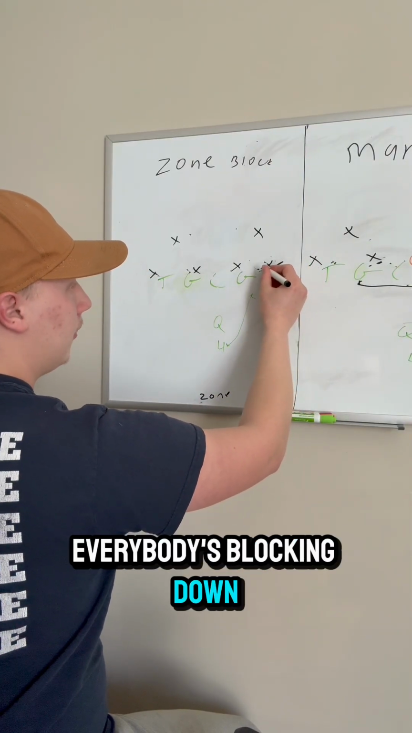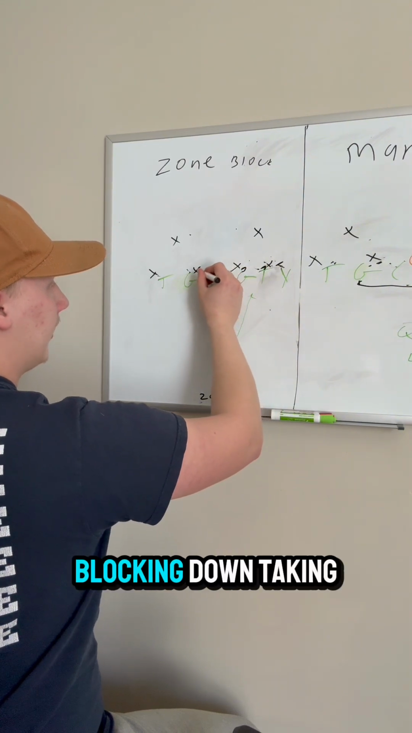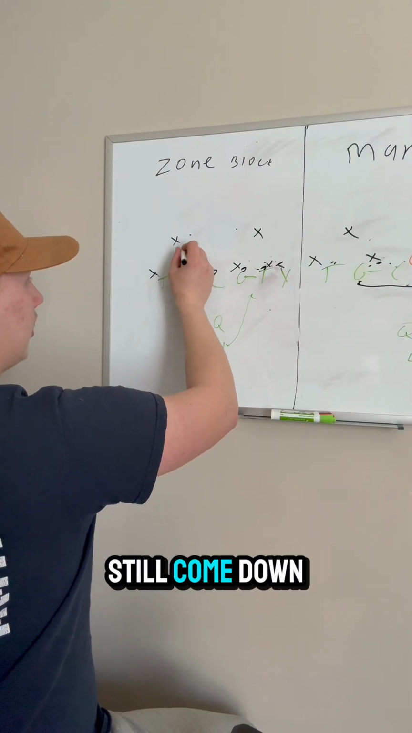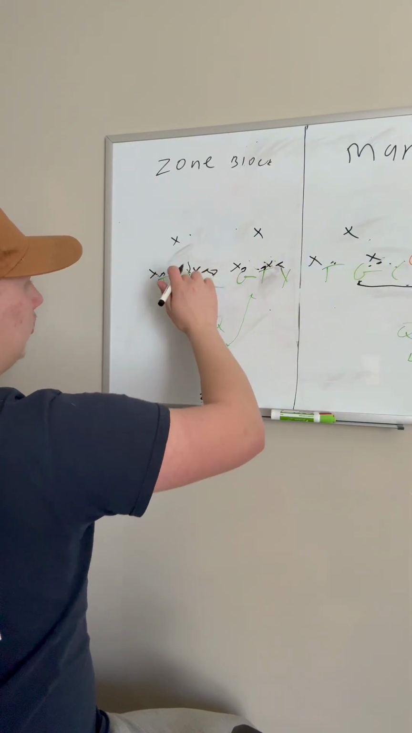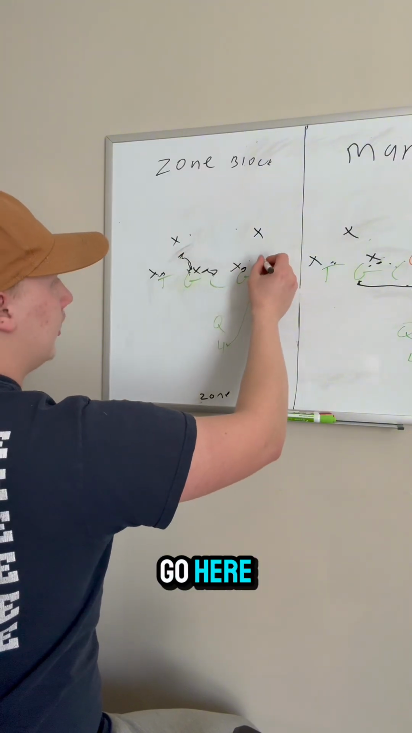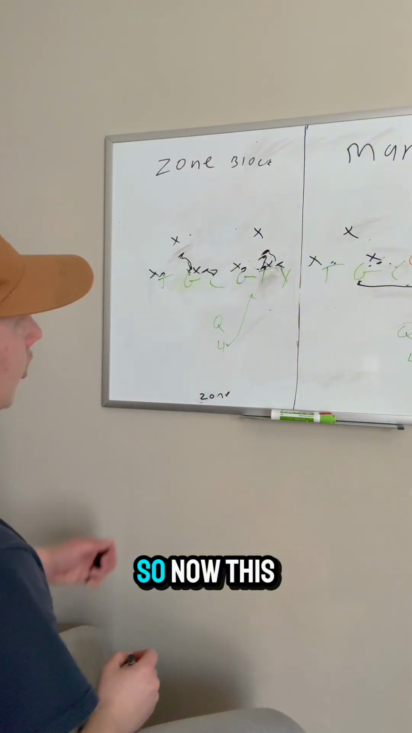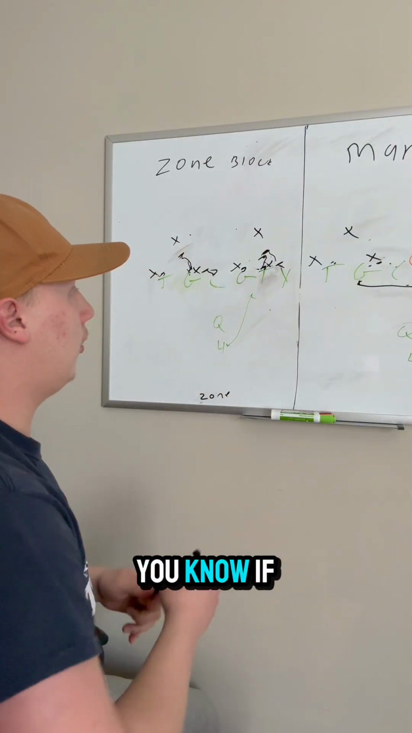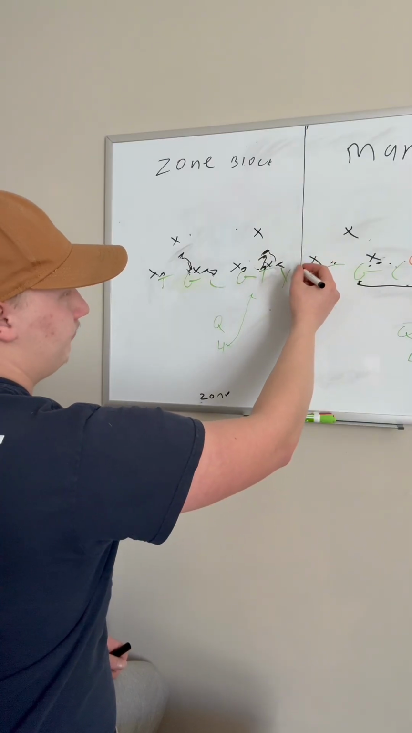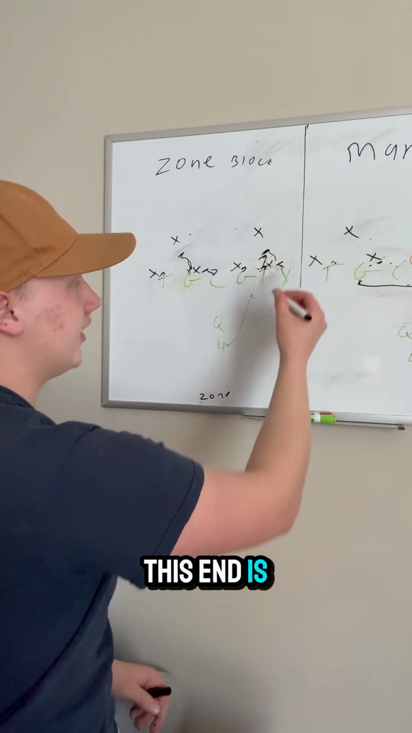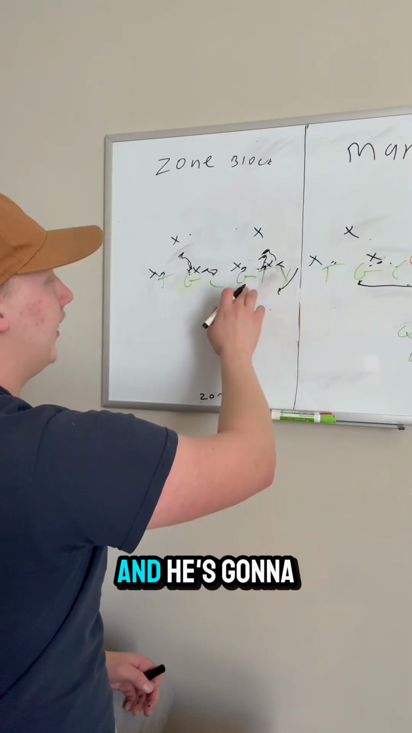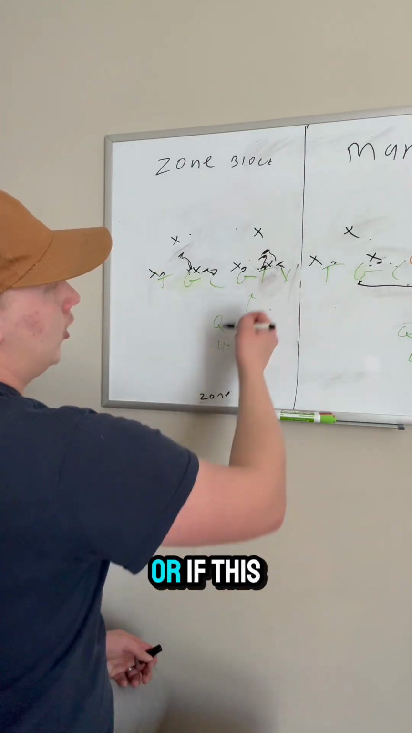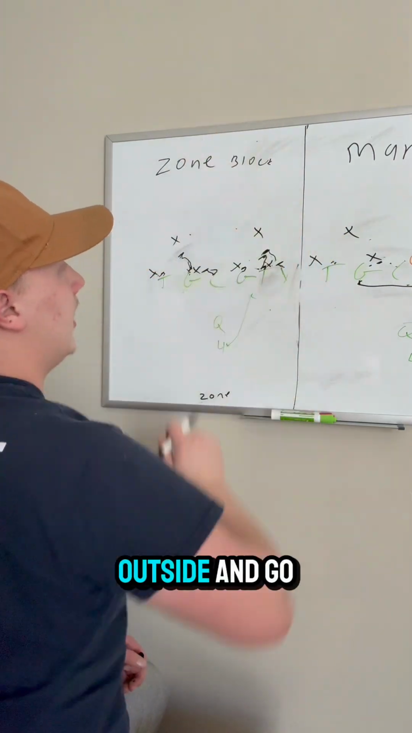So in this instance, it's still the same. Everybody's blocking down, taking that step to the right and then coming down. This guard will still come down. Well, we'll combo this and then go here. So now this running back is reading these blocking schemes. If a defender, let's say this random defender on the end, is coming down, he's going to react to that and he's going to go into the gap or into the zone a little more. Or if this is wide open, he's going to bounce it to the outside and go.